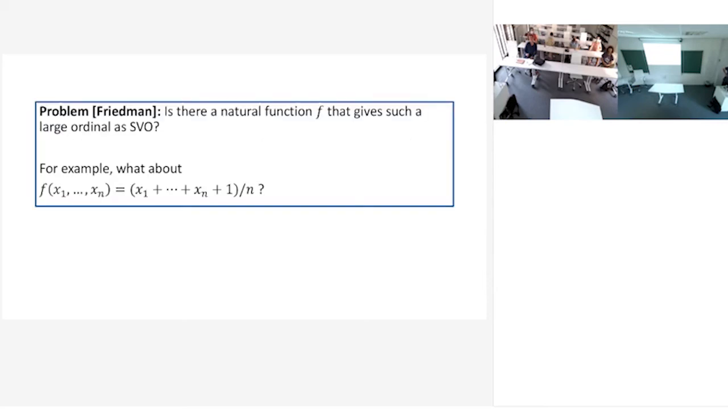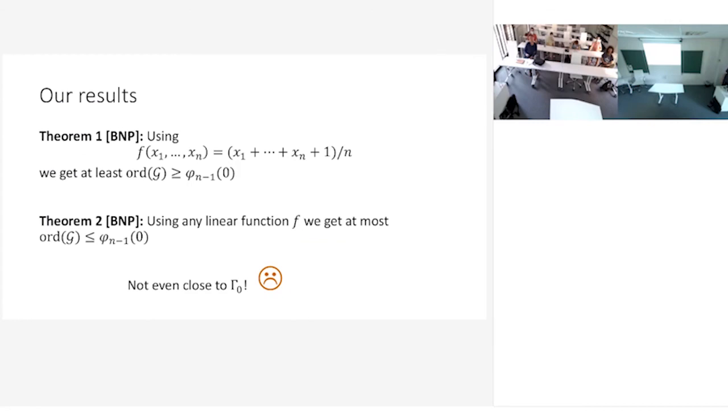But anyway, the question was whether there's a natural function f that using this technique gives you some big ordinal for the set G. For example, this function, which is a natural generalization of the fusible function. And that's what, for example, Friedman asked. And the answer is no.